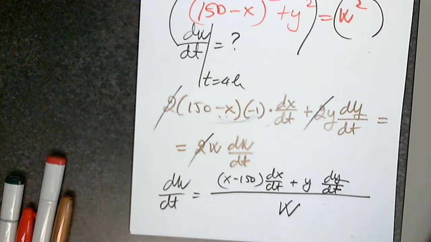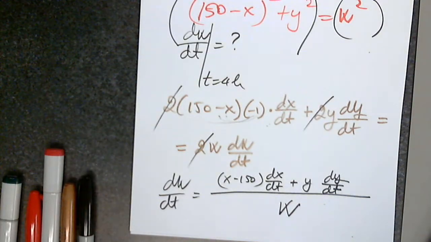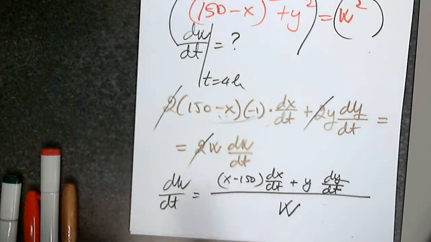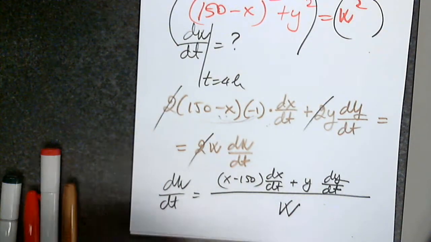Now I'm ready to plug in 4. Let's see where and how. I'm almost done, right? I created the equation. I have an expression for the derivative. Now I'm ready to plug in numbers and give a number. What is the rate of change of the distance at that particular instant? Okay. How do I get x? Say it again.